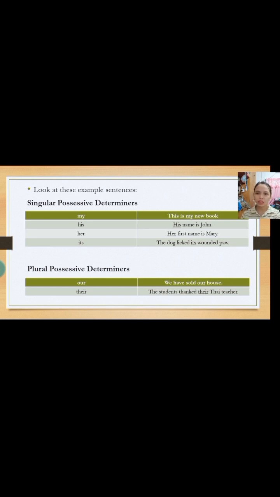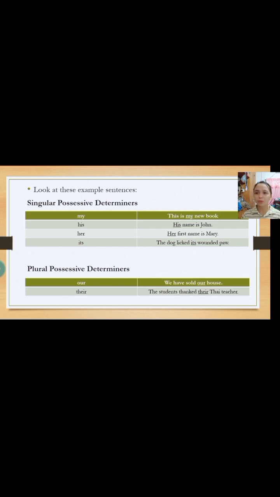The word her is the possessive pronoun determiner because it refers to the noun name. Well, the word first also refers to the noun name. Now, for the last example of the singular possessive determiners is the word its. The dog licked its wounded paw. It is obvious that the possessive pronoun determiner here is the word its.